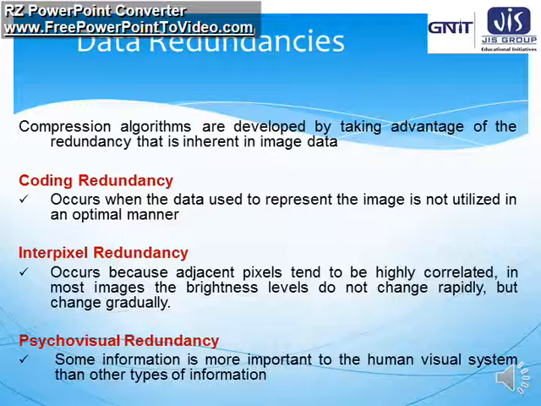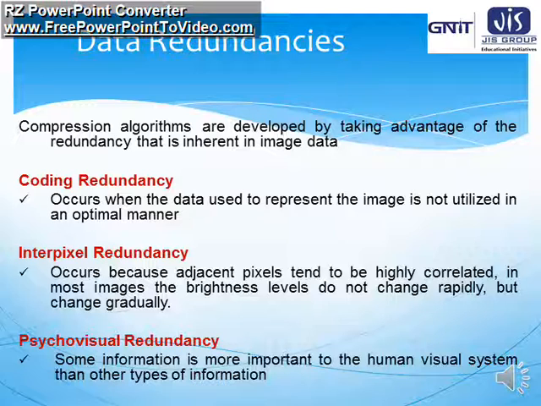Now data redundancies play a very important role in case of data compression. Here compression algorithms are developed by taking advantage of the redundancy that is inherent in image data. Three types of redundancy can be explained here, which are coding redundancy, interpixel redundancy, and psychovisual redundancy.